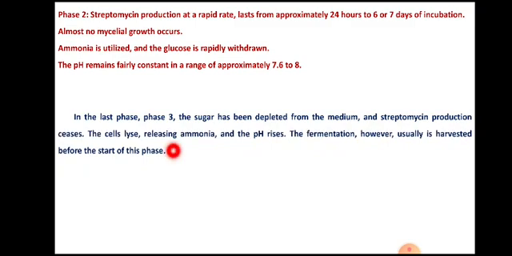The third phase. In the third phase, the sugar has been depleted from the medium. So sugar is being fully utilized. Then the streptomycin production stops, followed by the lysis of mycelia. As a result of lysis of mycelia of Streptomyces, the ammonia which is present inside the mycelial cells is released and the pH may go beyond 8. However, the fermentation broth is harvested before the start of this phase.